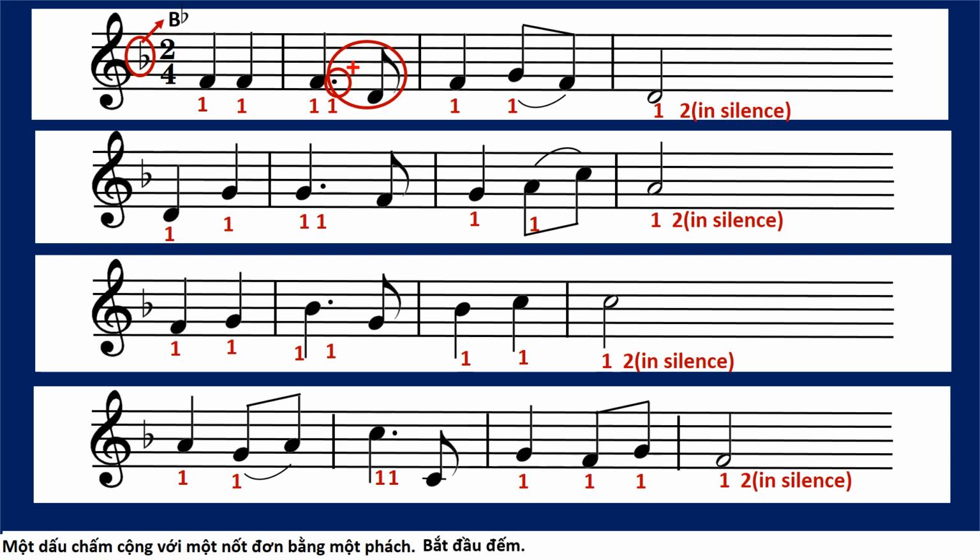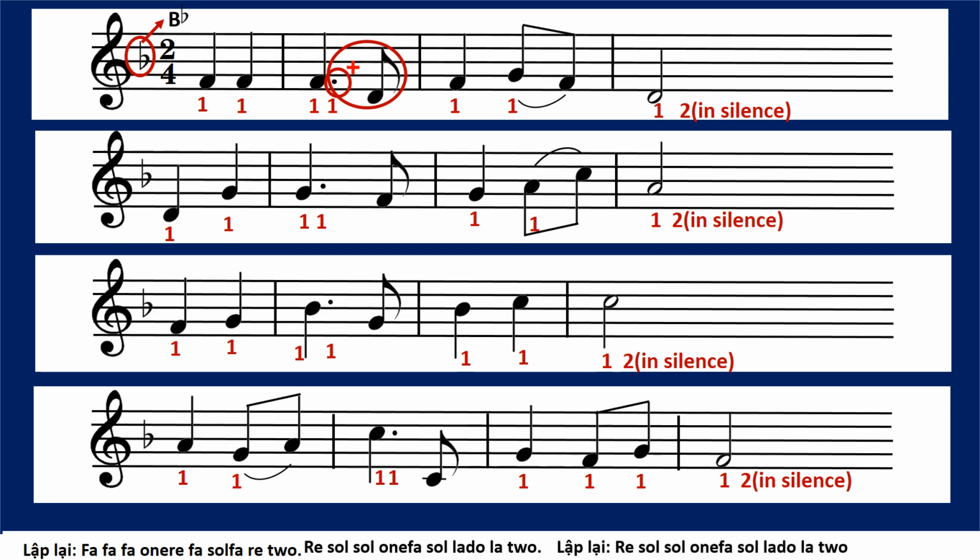Start counting. Fa, fa, fa, 1, re, fa, sol, fa, re, 2. Repeat. Fa, fa, fa, 1, re, fa, sol, fa, re, 2. Re, sol, sol, 1, fa, sol, la, do, la, 2. Repeat.